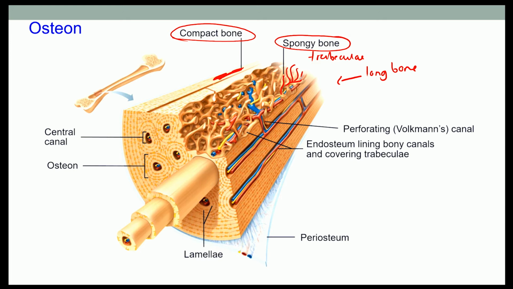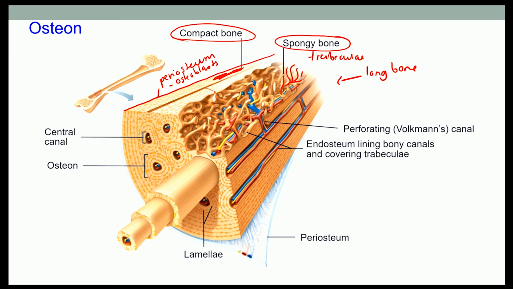Now, running along the edge of the compact bone is the periosteum. That's the grey area, periosteum. And this is where we will find the cells, the osteoblasts, and the bone lining cells that help to build and maintain bone.